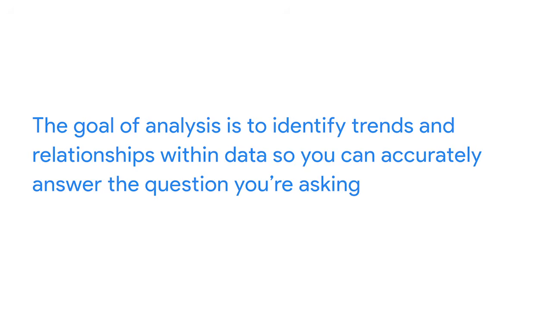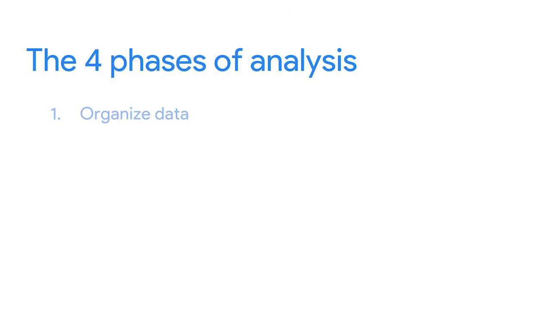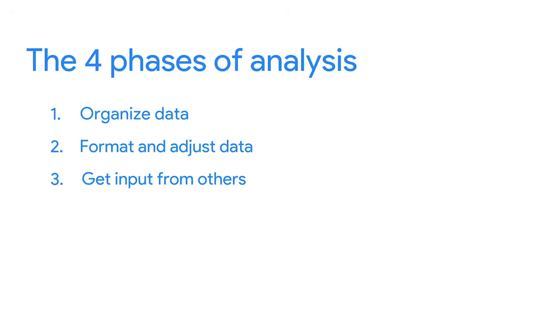It means taking the right steps to perceive and think about your data in different ways. The goal of analysis is to identify trends and relationships within the data so that you can accurately answer the question you're asking. To do this, you should stick to the 4 phases of analysis: organize data, format and adjust data, get input from others, and transform data by observing relationships between data points and making calculations.